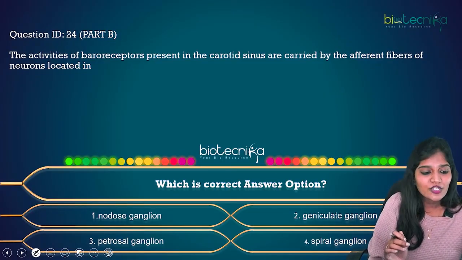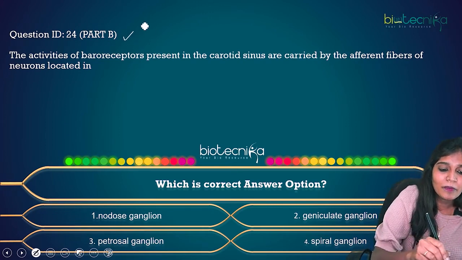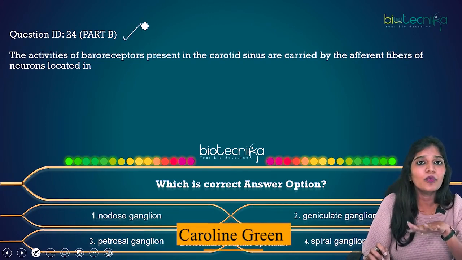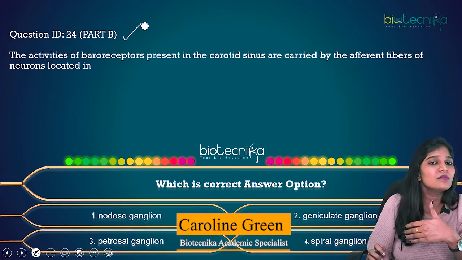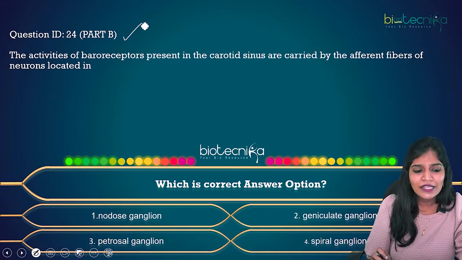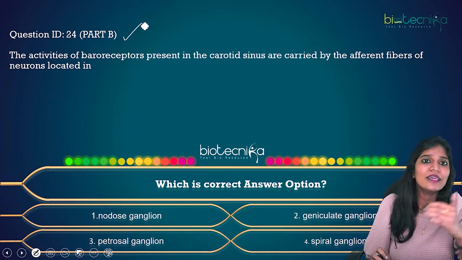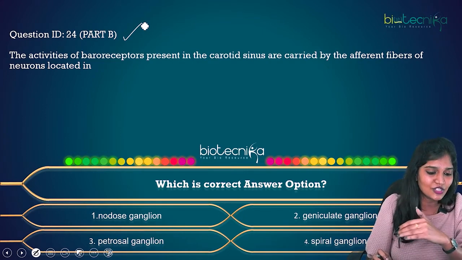So the first question is question ID 24, part B. We almost have 4 questions in part B and we have some 6 questions in part C. So let's talk about the part B session and then we'll talk about the part C session in detail.